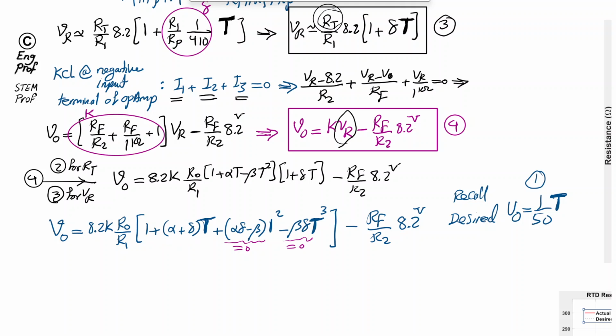So let's see. Okay, so step 1. Alpha, gamma minus beta should be 0. That means gamma should be chosen so that we don't have the second order nonlinearity, because the desired equation doesn't have a second order nonlinearity, just first order. So gamma should be equal to beta over alpha.